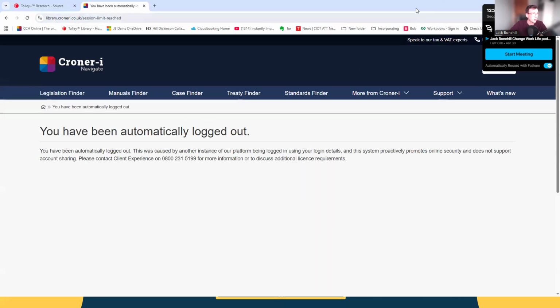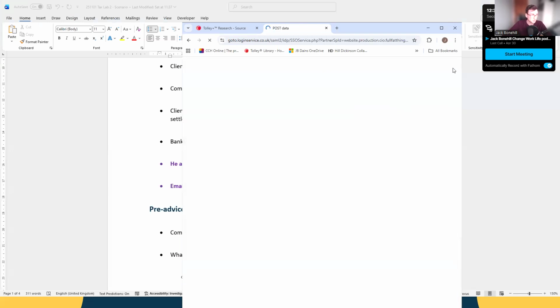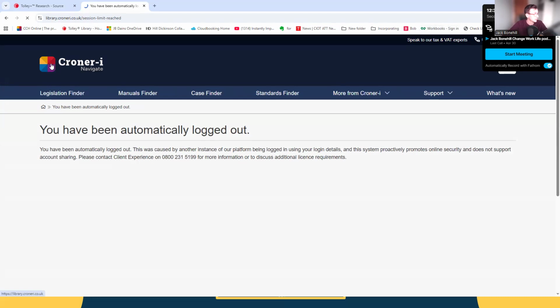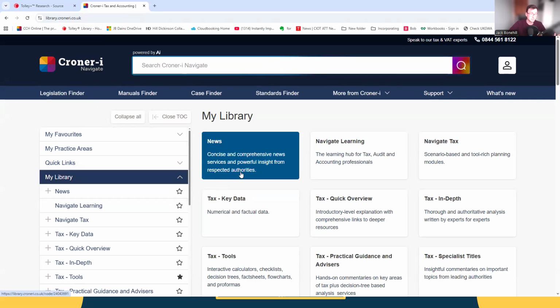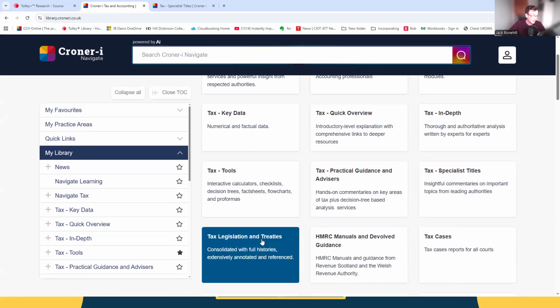So I know quite a lot of people have Corona nowadays, but not usually smaller firms like smaller accounting firms, because Corona is quite expensive, but typically it is a really good resource. Just like with Tolley's, there are specialist books or specialist titles as they call them. And so I'm going to have a look there to see if there's anything potentially helpful there.